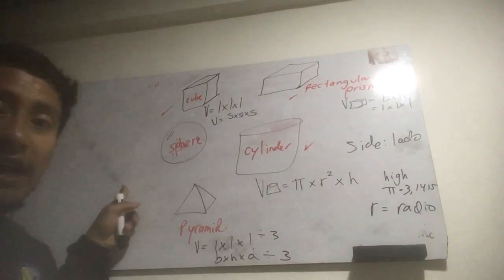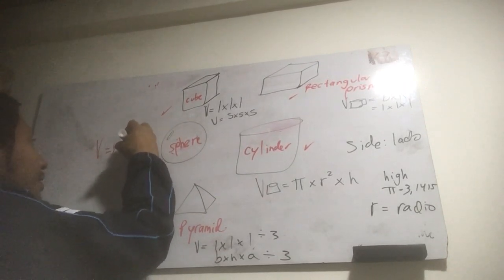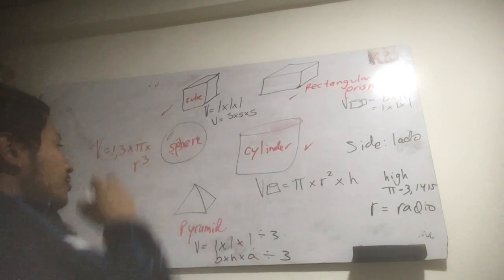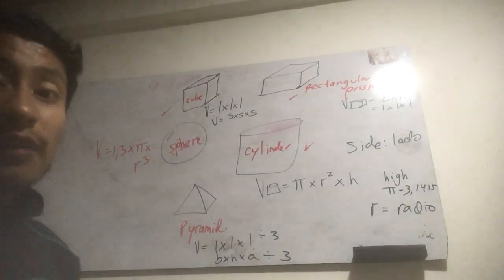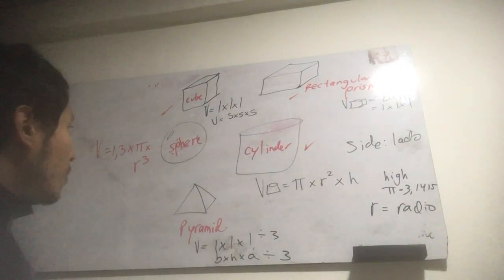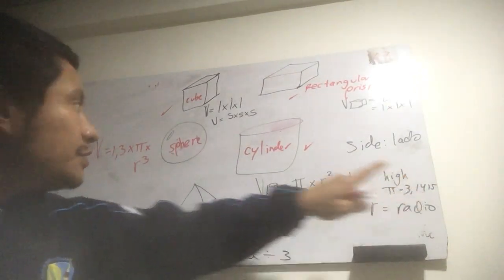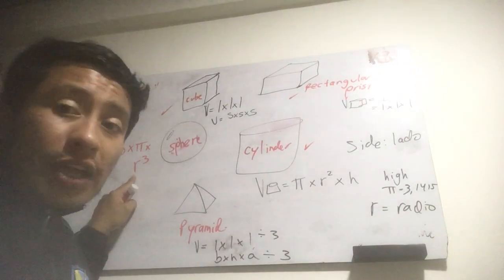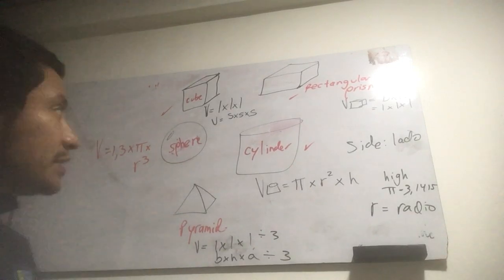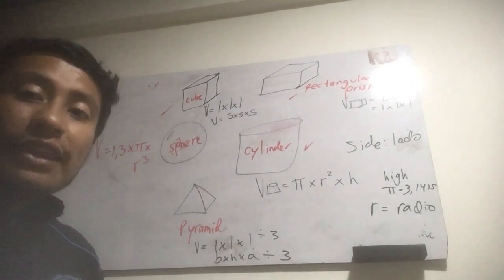Ready? And finally, we have the sphere. The sphere has a volume of 4/3 times pi times radius to the cube. Ready? Entonces, radio a la 3. Okay. 4/3 times pi, that is the same value, 3.1415, times radius to the power of three. Ready?